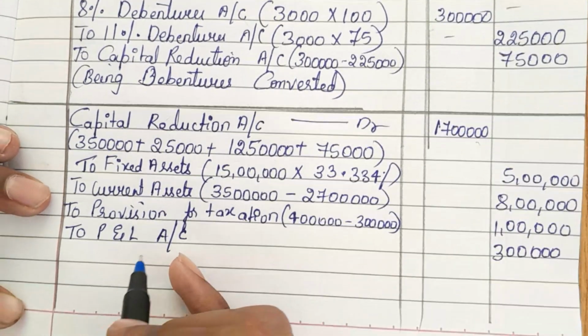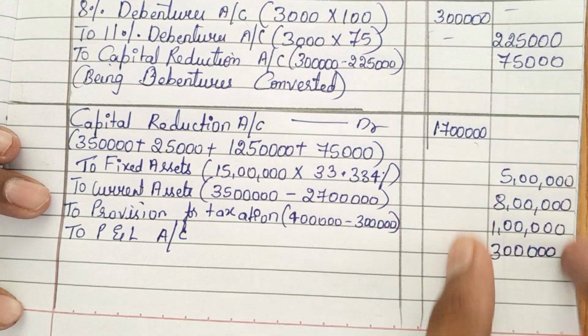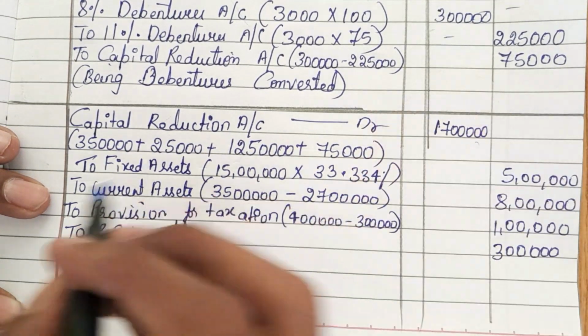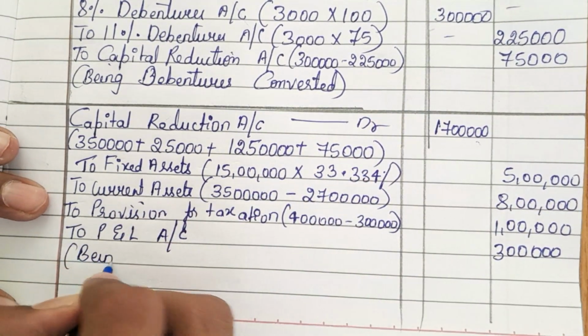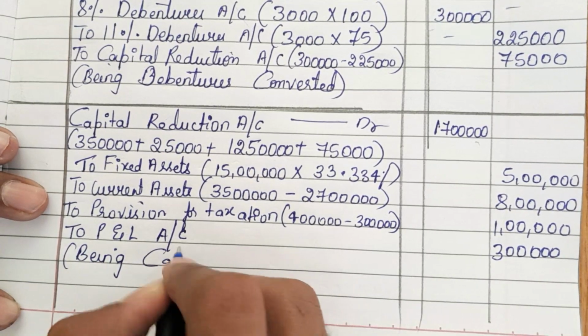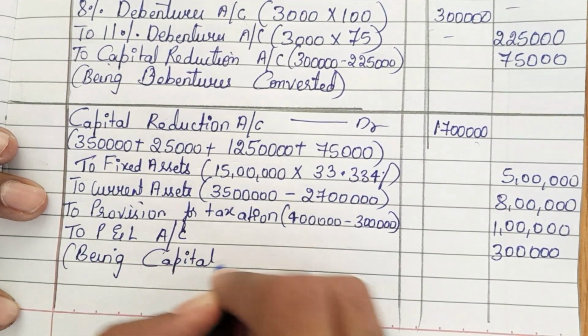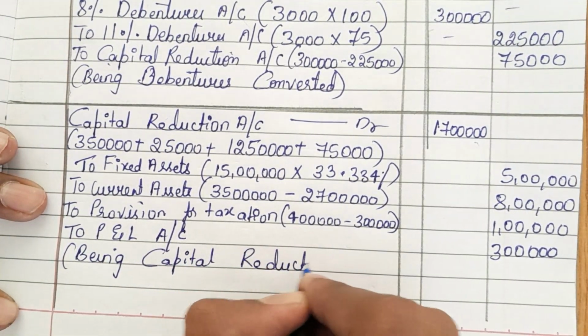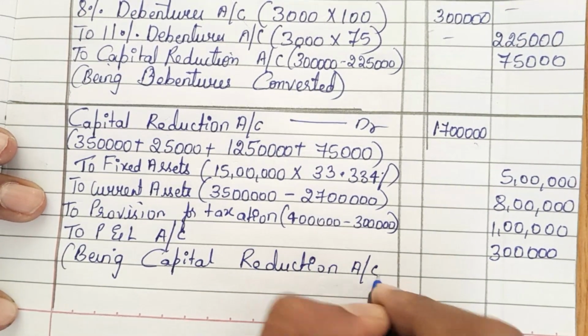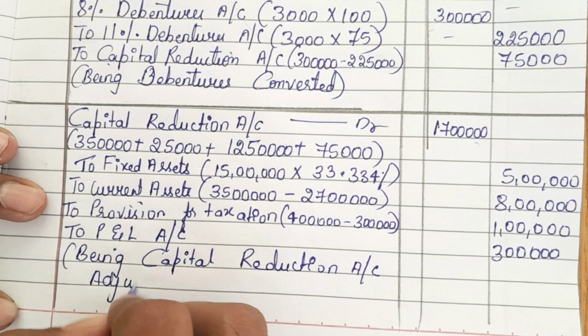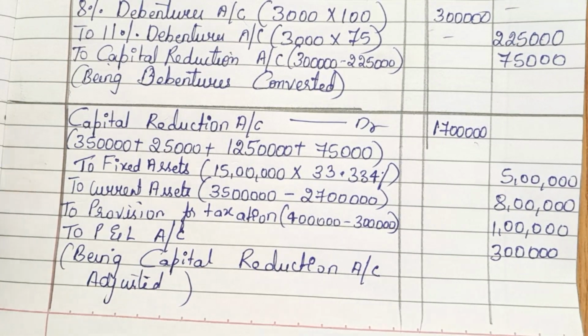So here the capital reserve account will not come, because when you add all this, it will be equal to this 17 lakh. So the narration will be capital reduction account adjusted. So this is how we need to pass the journal entries.